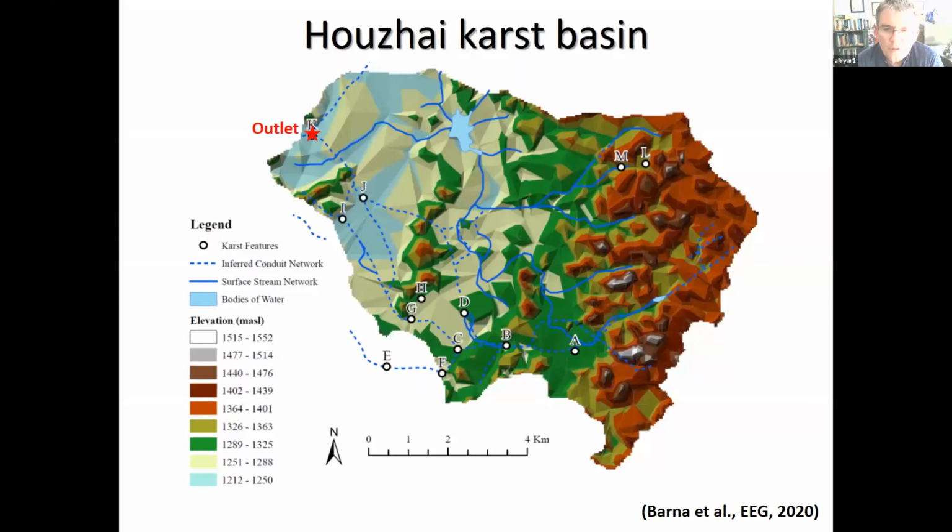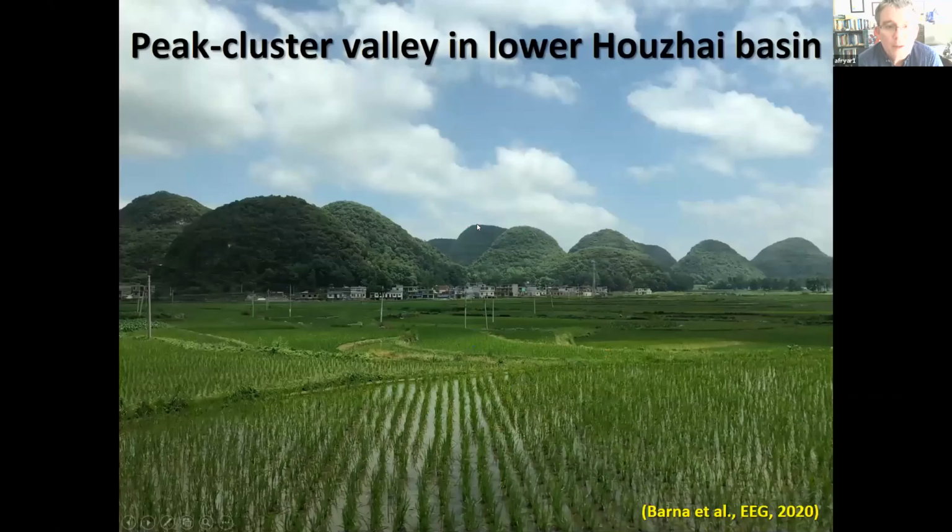This is a digital elevation model, a basin map. Note that elevation is highest in the east and southeast. Flow is toward the northwest to the outlet marked by the red star. The dashed blue lines represent the inferred conduit network, which is integrated with a surface stream and intermittent network marked by the solid blue lines.